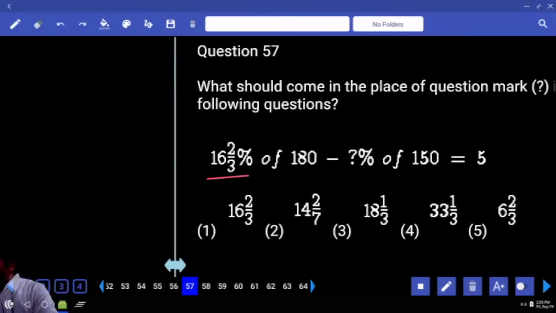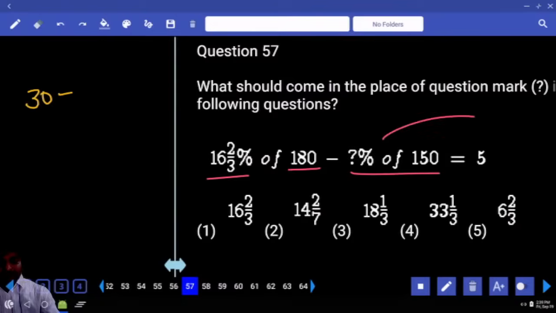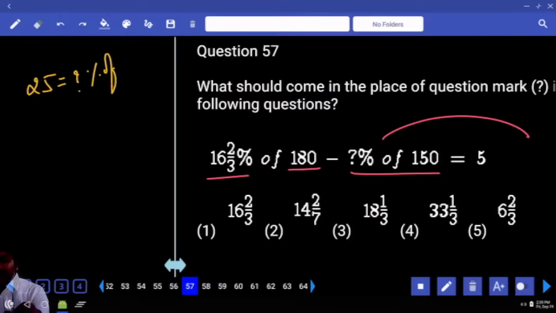16 2 by 3%. 1/6. 1/6 of 180 minus. This number goes to the other side, becomes plus. Right hand side number comes to left hand side, minus 5. How much is this? Now 25 is what percentage of 150? That's the question, correct?